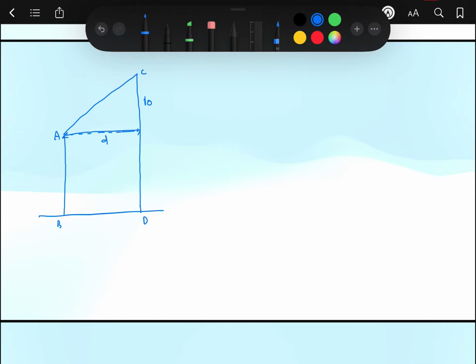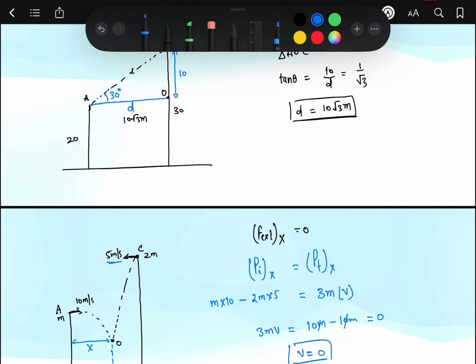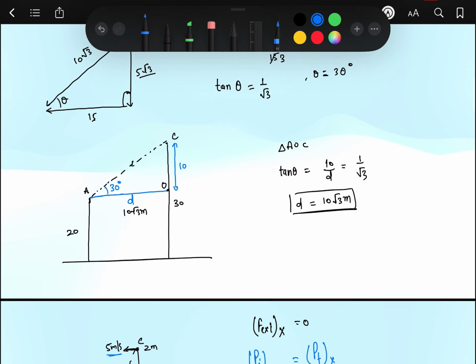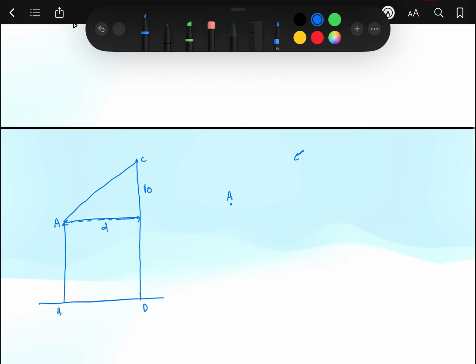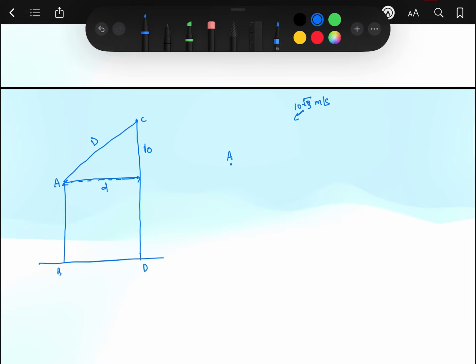So when I am observing this particle C from A, this is A, this is C, and C is coming towards A with a relative velocity of 10 root 3 meter per second. And let us suppose this distance D. Now we have to find out what is the value of this D.